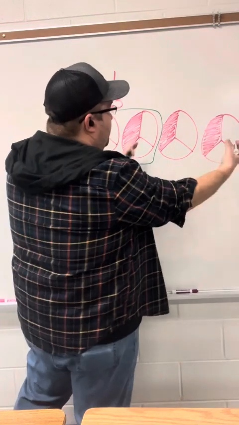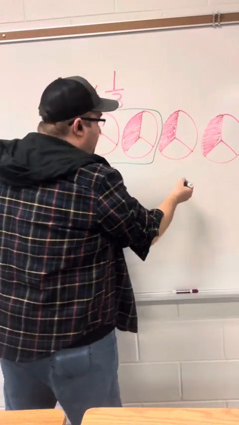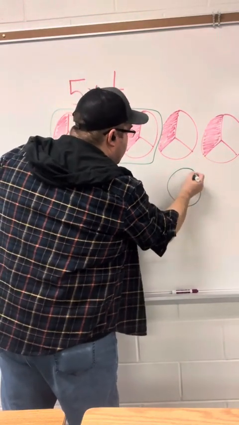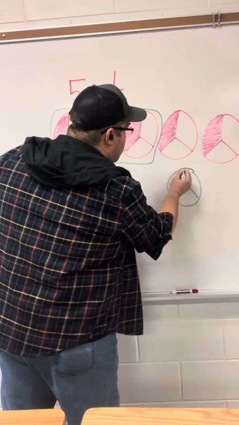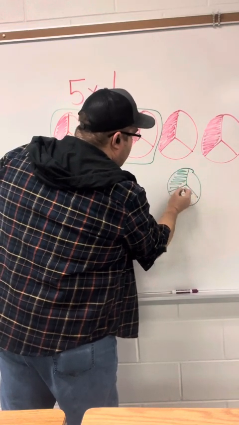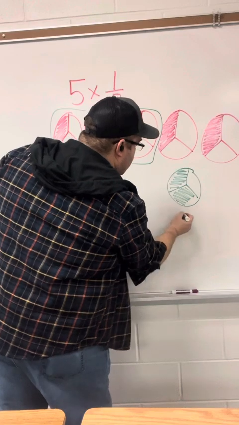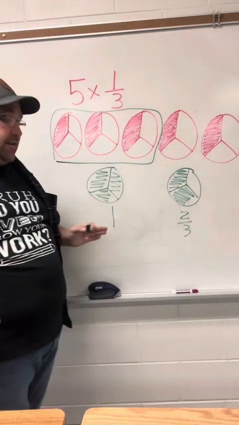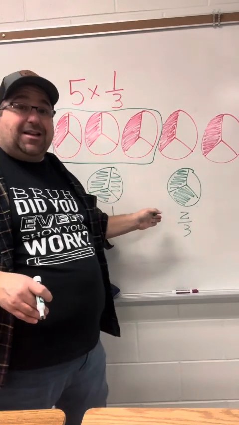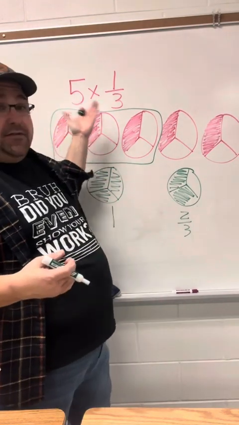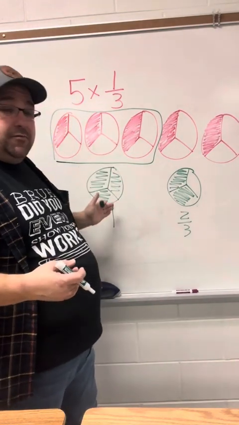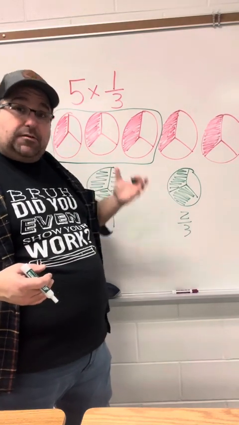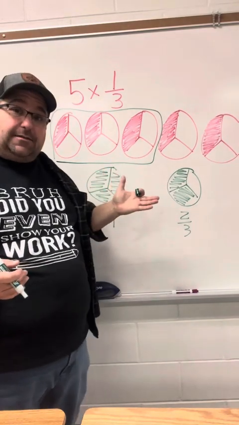And then over here, we can slide these 2 together. We're not gonna get another whole pizza, but we are gonna get 2/3 of a pizza. So if we put these together, we can see we have 1 and 2/3 pizzas. In other words, 5 times 1/3 in simplest form is 1 and 2/3. So with the picture, we can clearly see that.